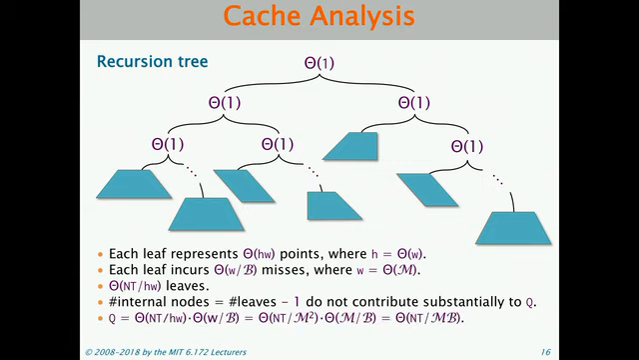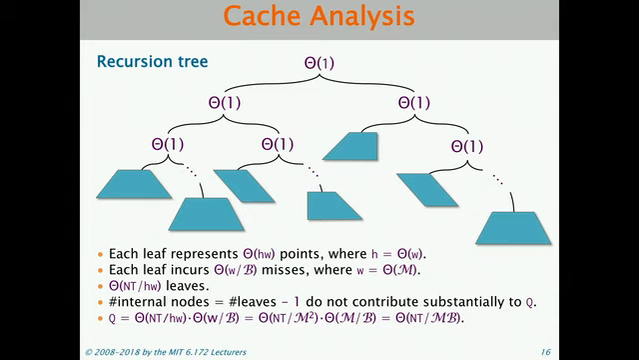We have theta of NT over HW leaves, each one of which takes theta of W over B cache misses. And we're going to multiply that out, so the W term cancels out. We just have NT over HB. And we set H and W to be theta of M. So we're just left with NT over MB as our cache complexity.